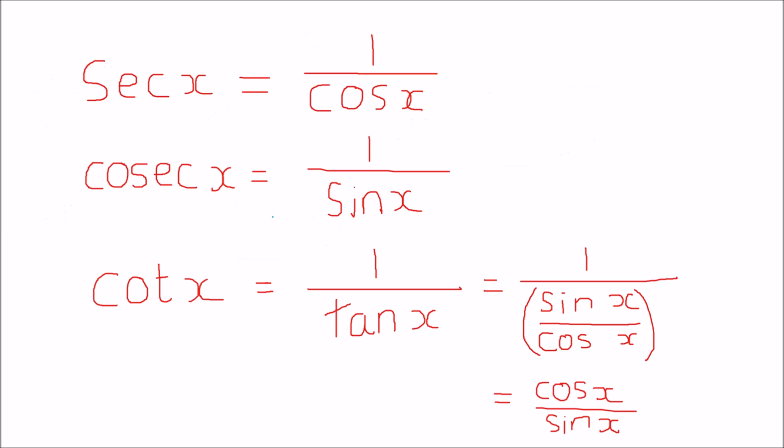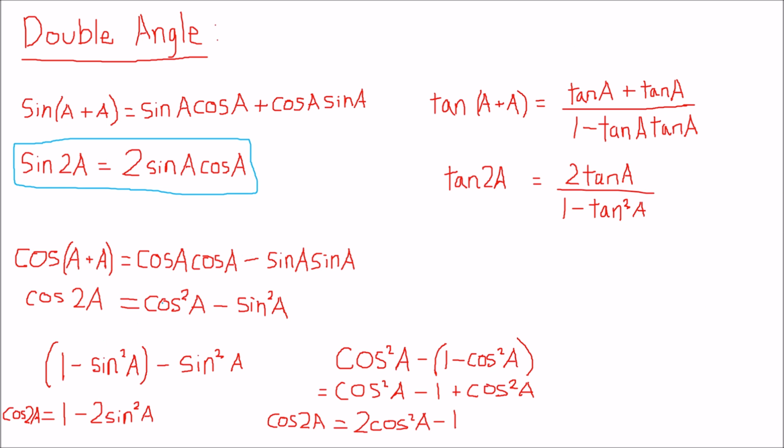If we use these and put them into here, we know that cos squared A would be 1 minus sine squared A. If we put this identity into the equation, we get 1 minus sine squared A minus sine squared A. So cos 2A is equal to 1, then a minus sine squared A here, and a minus sine squared A here. So you get 1 minus 2 sine squared A.